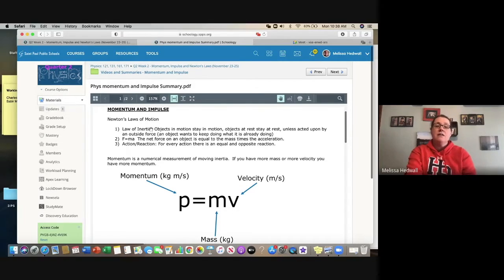First of all, the law of inertia. And the law of inertia says that objects in motion stay in motion, objects at rest stay at rest, unless acted upon by an outside force. Essentially, an object wants to keep doing what it's already doing. So if it is sitting there, it's not magically just going to start levitating or magically going to start moving around. There has to be a force present in order for that to happen. If it's moving forward, it wants to keep moving forward as long as there's no other force acting on it.